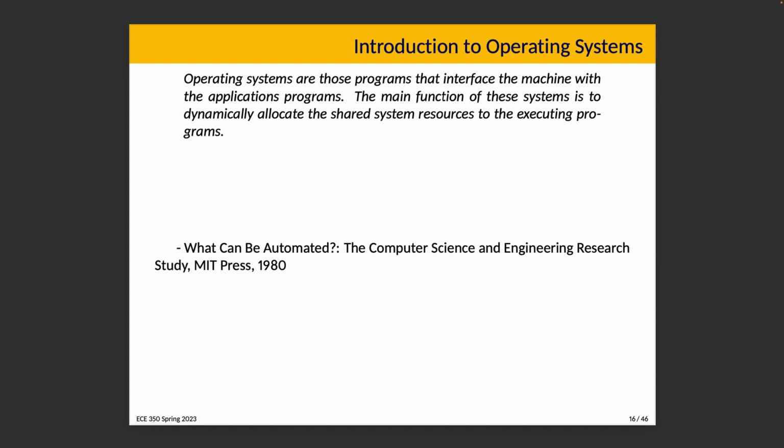So first, a little introduction to operating systems. Here's a quote from the Computer Science and Engineering Research Study from 1980, so almost ancient history by now. It says, operating systems are those programs that interface the machine with the applications programs. The main function of these systems is to dynamically allocate the shared system resources to the executing programs.